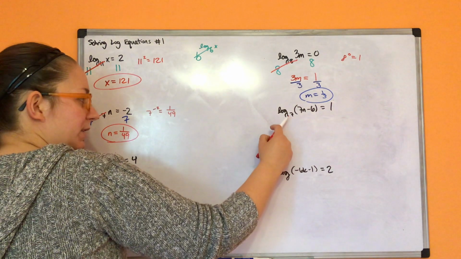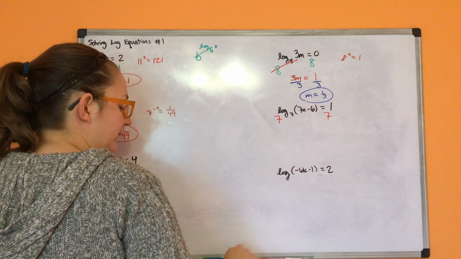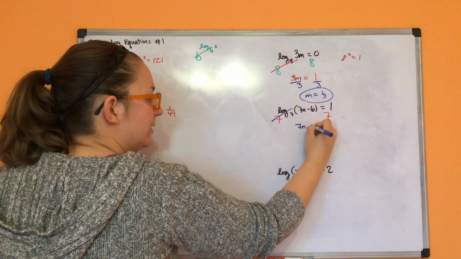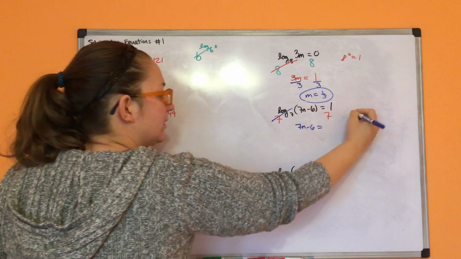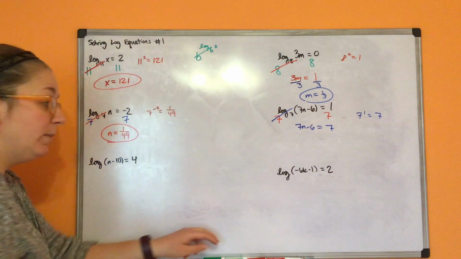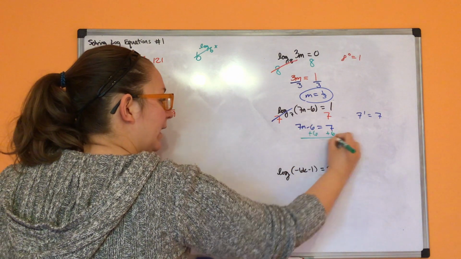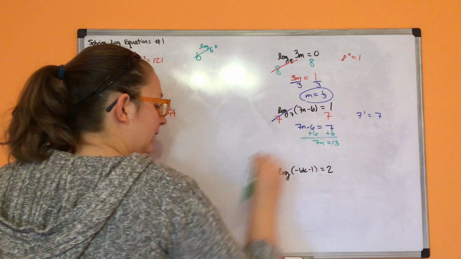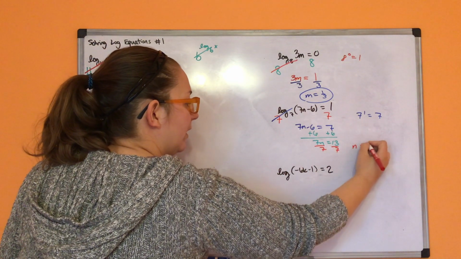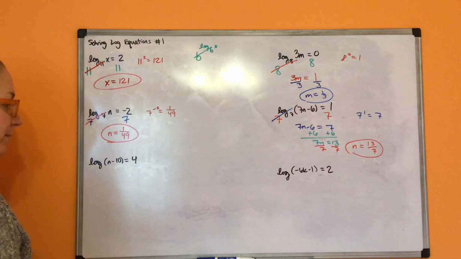Next up, once again, it's log base 7. So I need to use a 7 base on both sides. 7 and log 7 cancel each other out. So I'm left with the argument stuff equals 7 to the 1. 7 to the 1 is just 7. From here, I solve for n. So just like any other equation, I'm going to add 6, and then last but not least, divide. So I end up with n equals 13/7. Fraction answer is okay, not a big deal.